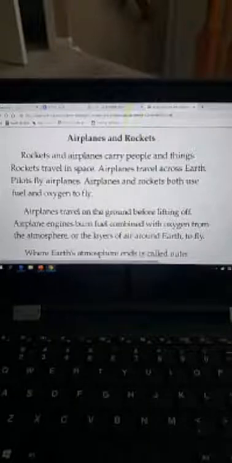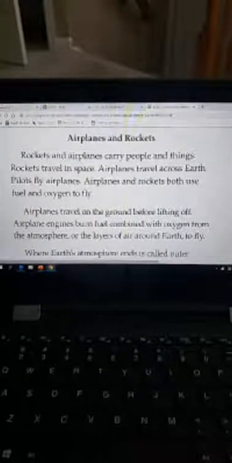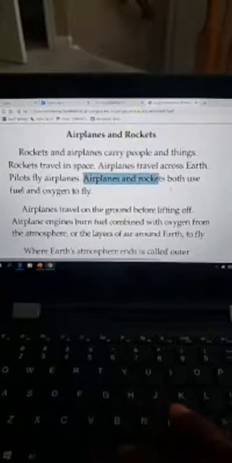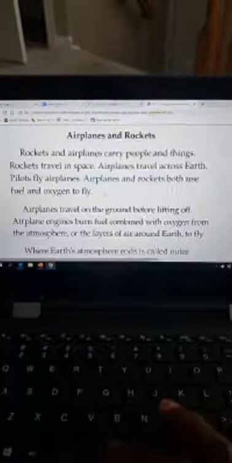Airplanes travel across Earth. Pilots fly airplanes. Airplanes and rockets both use fuel and oxygen to fly. Okay? This sentence here, I can get it to highlight.